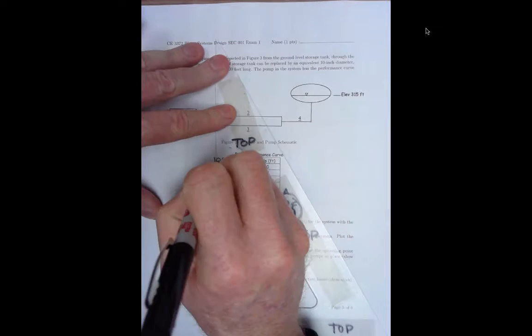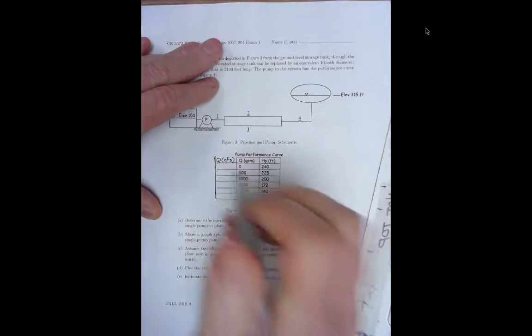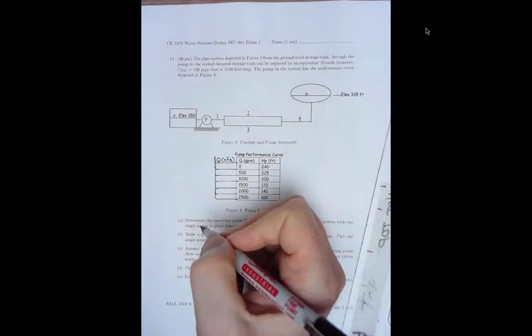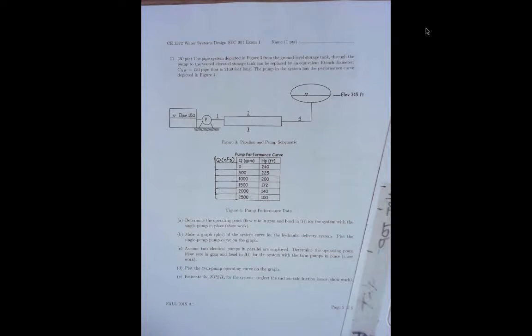Other formulas may have those adaptations already built in. So what we have to do is now find out how many cubic feet per second corresponds to 500 gallons per minute, and then 1,000 gallons per minute, and so on. Okay, so to do that, let's just convert 500 gallons per minute into cubic feet per second, and then these are all multiples of 500.